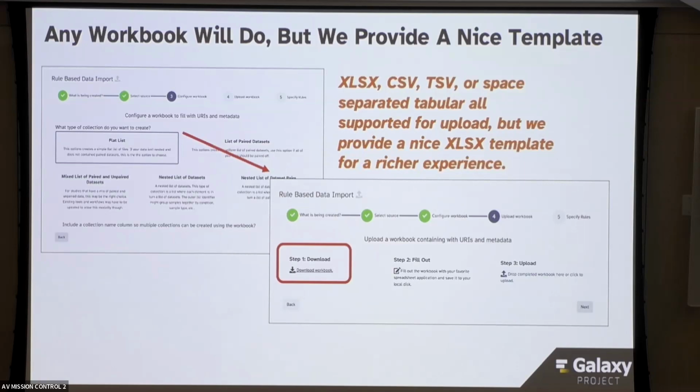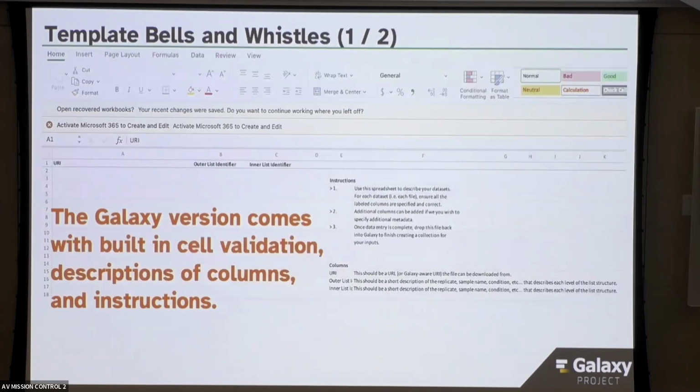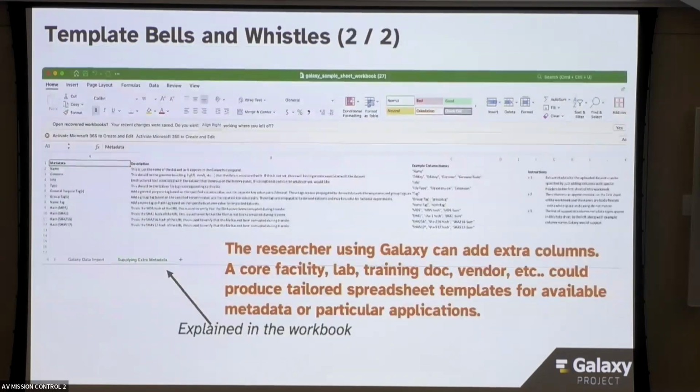and you can download a nice template. This template's not essential, but it's got some nice bells and whistles. So if you have this template in Galaxy, it comes with help for what the columns mean. It comes with validation, cell validation, make sure it's a URI, make sure et cetera. So you could get a nice template.